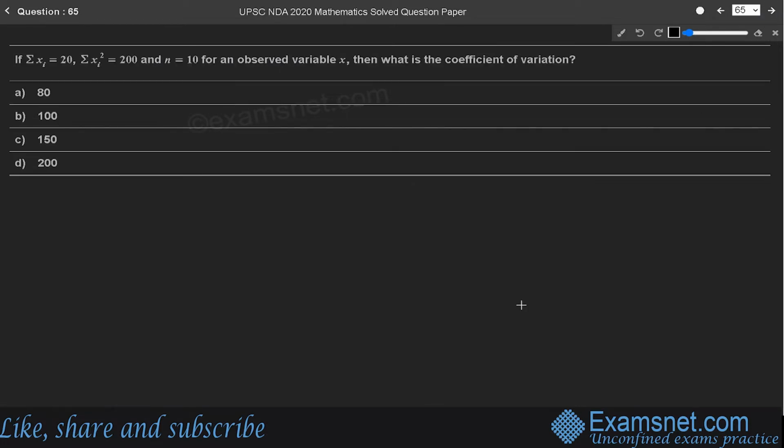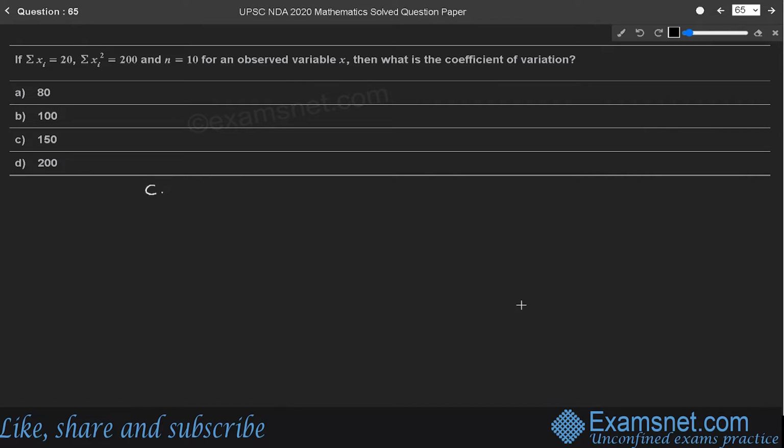Next question is, if summation of xi is equals to 20 and summation of xi square is equals to 200 and n is equals to 10 for an observed variable x, then what is the coefficient of variation? In this question, we have to find the coefficient of variation. Can you tell me what is the formula for coefficient of variation?